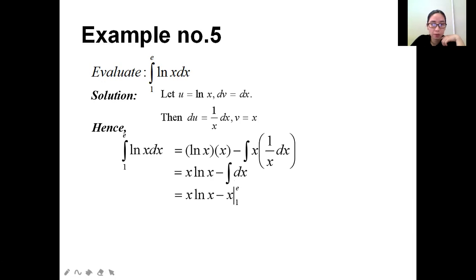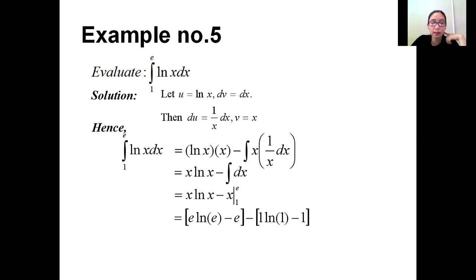So we now use the integration process and simplify. We now have x ln x minus x, evaluated from 1 to e. We use the definite integral form and substitute e: e ln e minus e. Then we substitute the limits into the variable x, so we now have e ln e minus e minus 1 ln 1 minus 1.